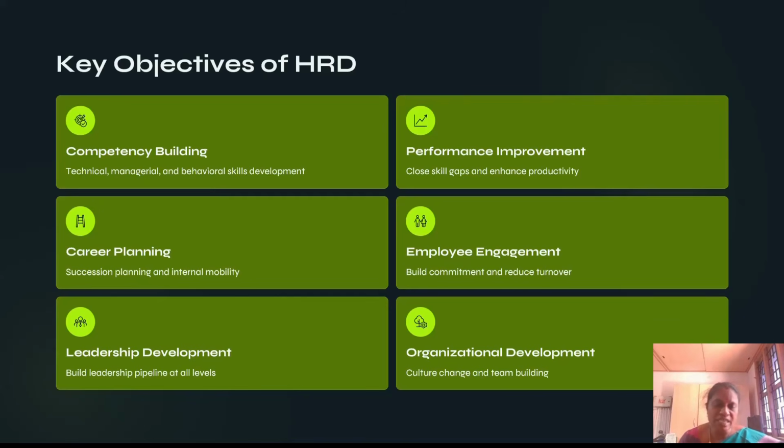Next point is career planning, succession planning and internal mobility, which means future planning. Succession planning is whether we are going to promote people from within the organization when there is a vacancy at the top level or middle level management, or we are going to get people from outside. That has to be planned. So for that, they have to analyze what skills are required and whether it is better to go for internal mobility or select from the external environment.